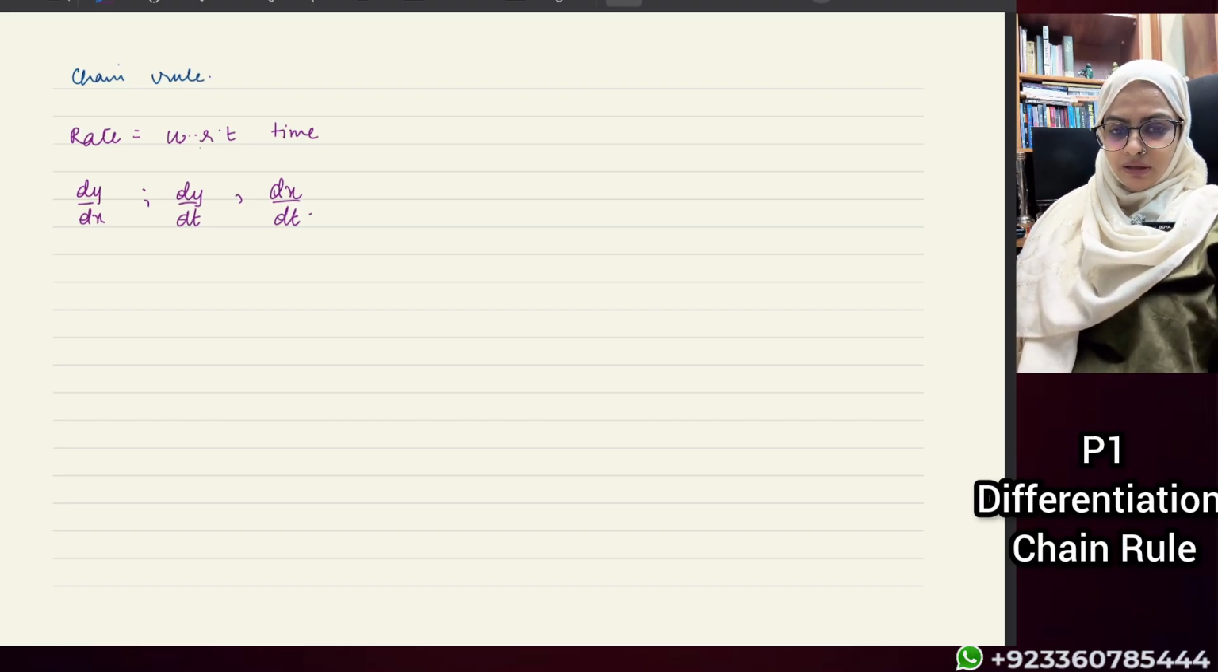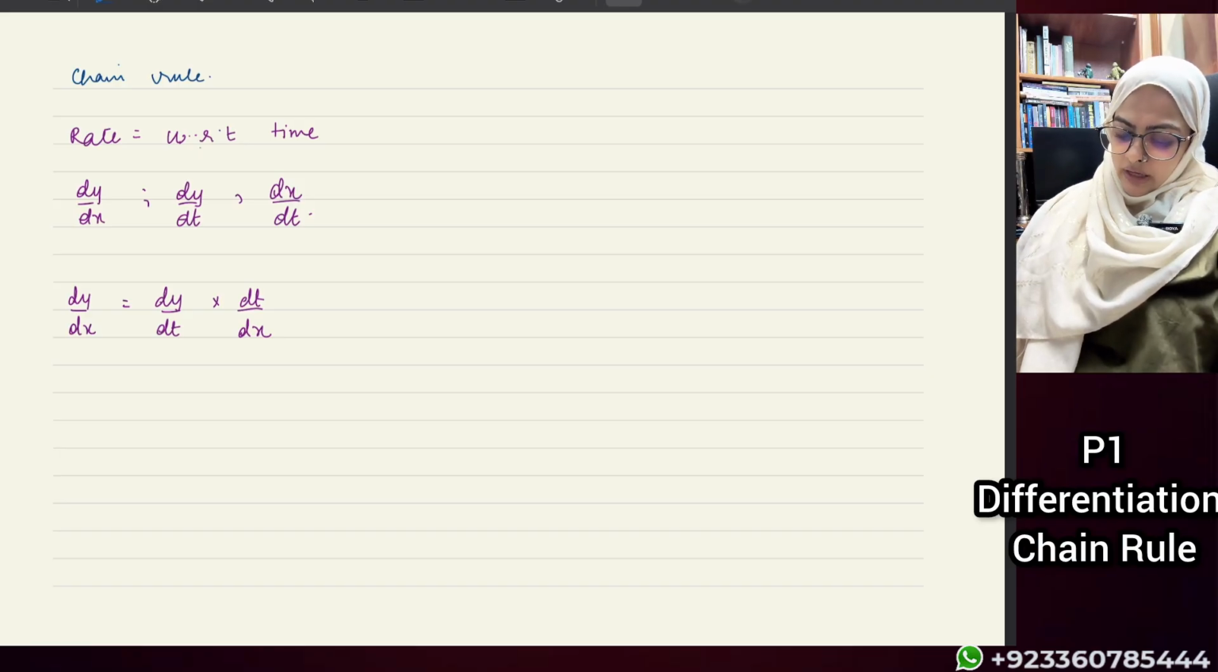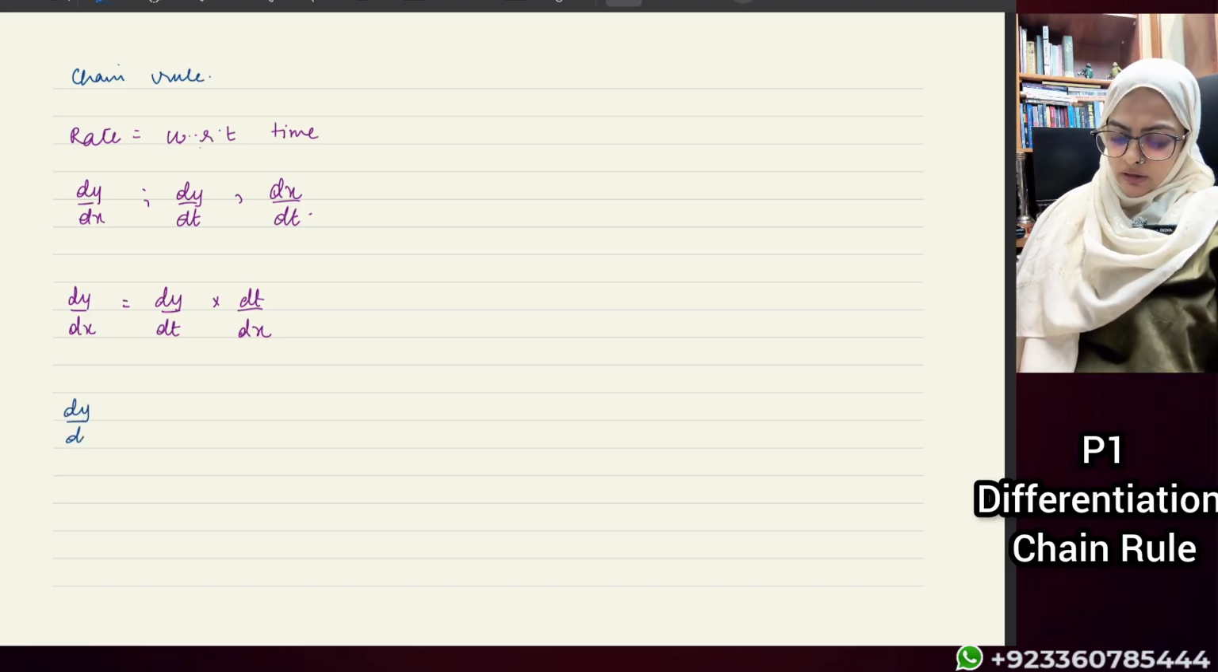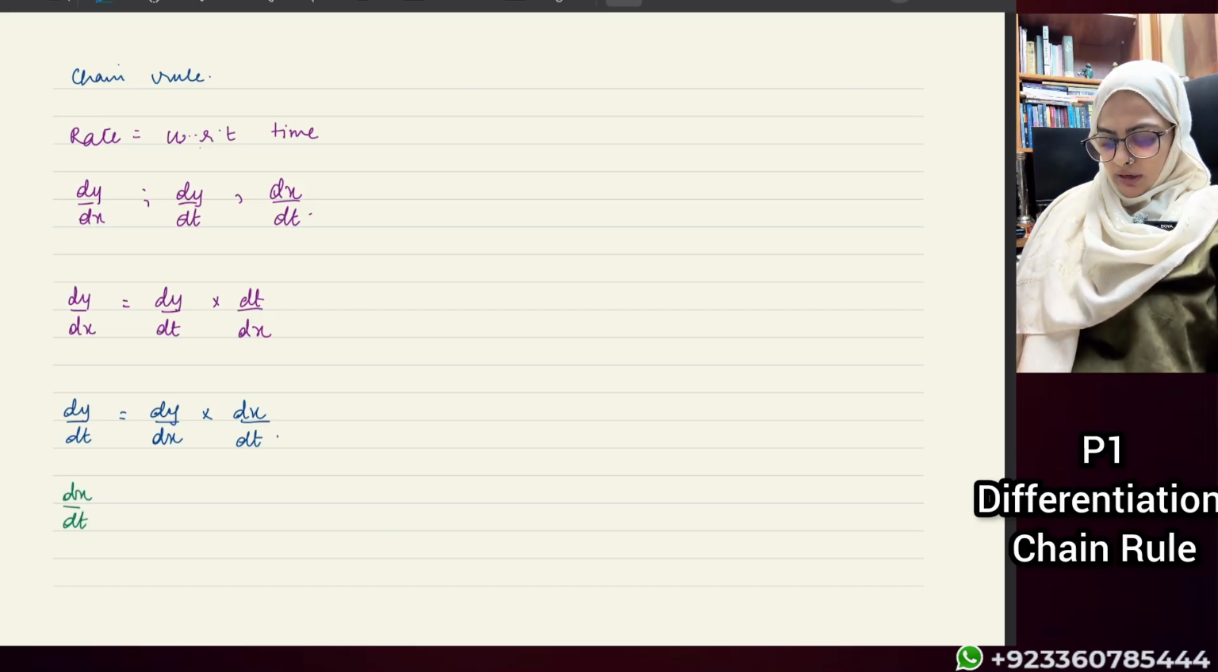Chain rule connects all of this together. How does it do it? Let's see. Suppose if we have dy by dx, this will be equal to dy by dt into dt by dx. If we have dy by dt over here, this will be equal to dy by dx into dx by dt. If we have dx by dt here, then it's going to be dx by dy into dy by dt.